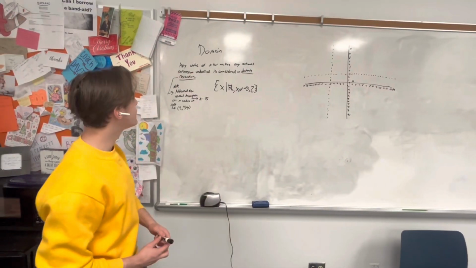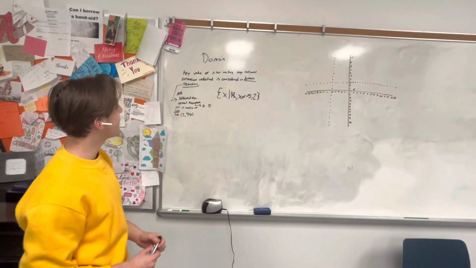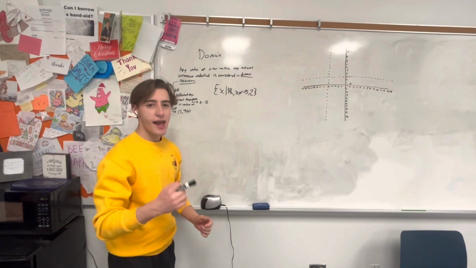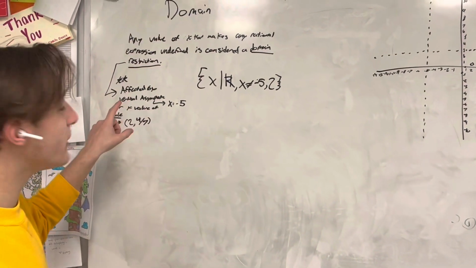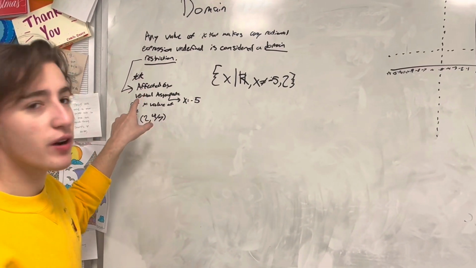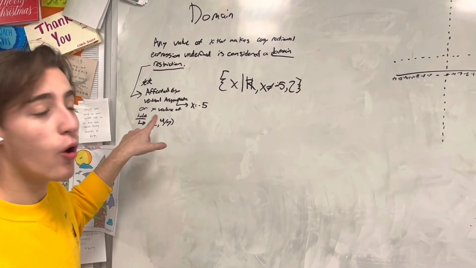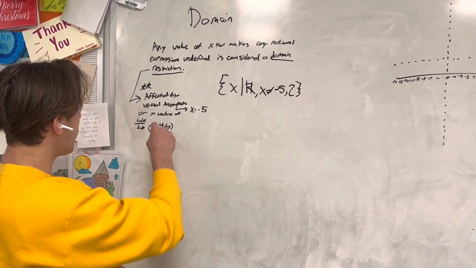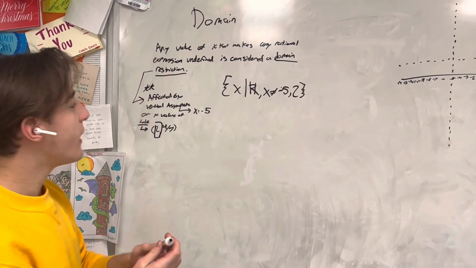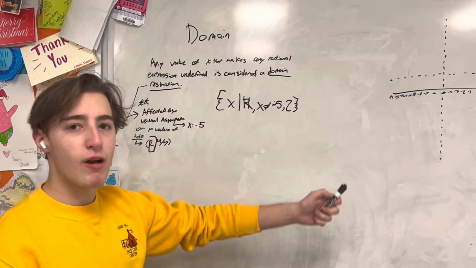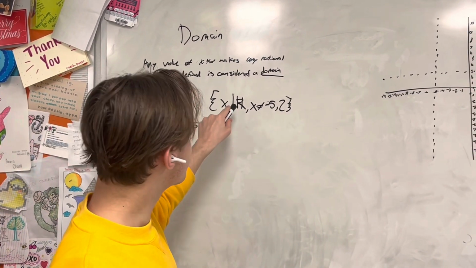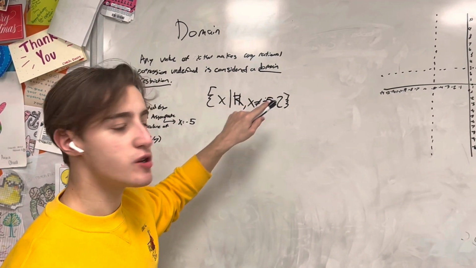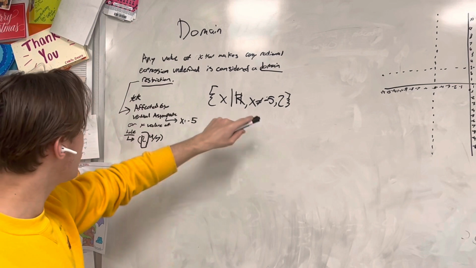So next, we need to find the domain, which is any value of x that makes any rational expression undefined, and that is considered a domain restriction. And this is very important, because the domain restriction is affected by the vertical asymptote and the x value of the hole, where our vertical asymptote is minus 5, and the x value of our hole is 2. And so to write the domain, we don't graph it, but we do say x such that x is a real number, x is not equal to minus 5 and 2, because minus 5 is our vertical asymptote and 2 is the x value of the hole.